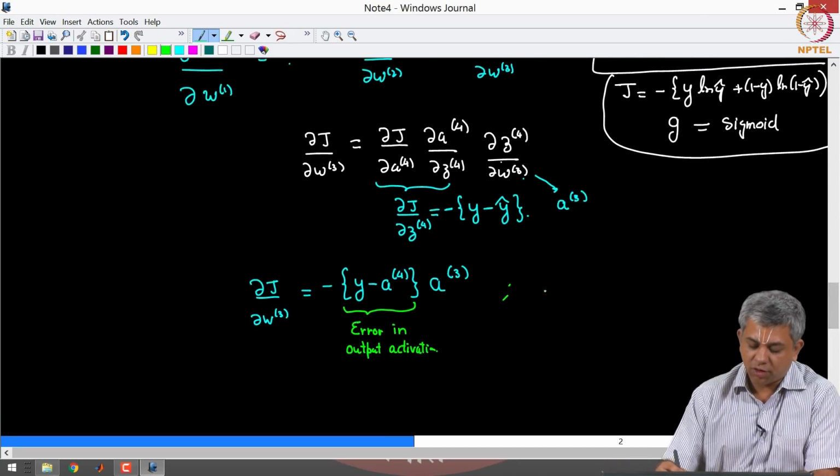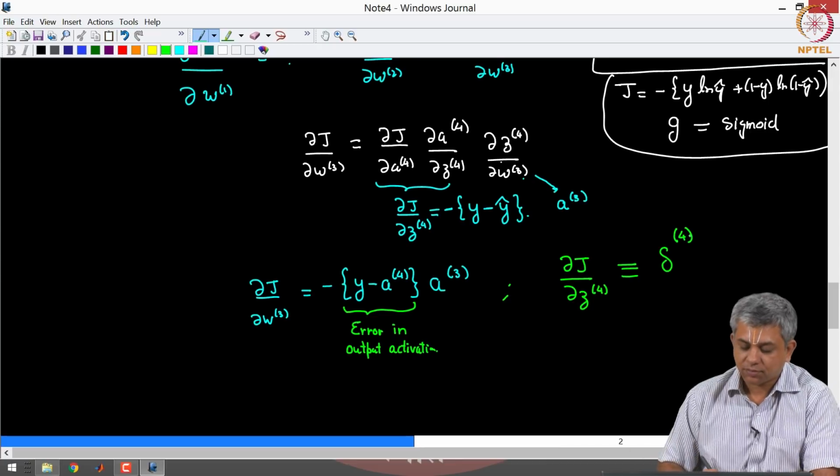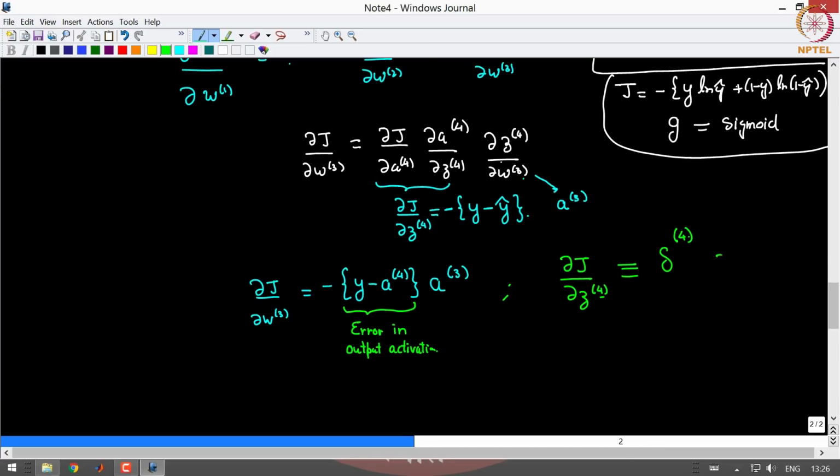Now, we use a particular notation. We use the notation that del j del z 4 is defined as a quantity called delta 4. Notice this 4 and that 4 are the same. Similarly, we will say del j del z L is defined as delta L. What does this denote? It kind of denotes, this is not exact, but it denotes this term, error in activation.